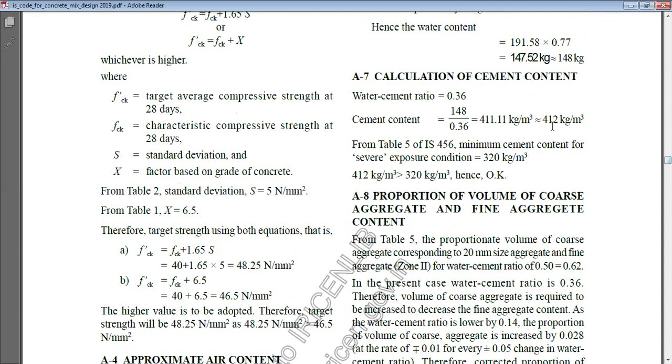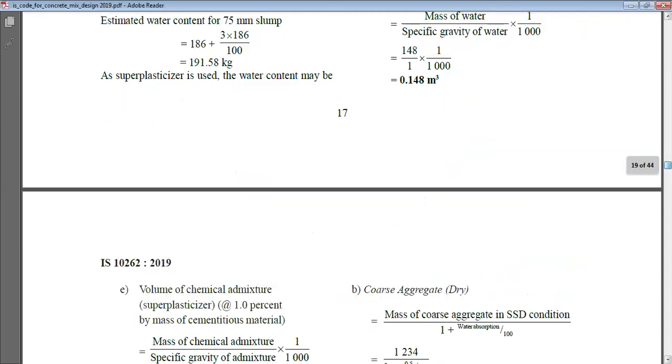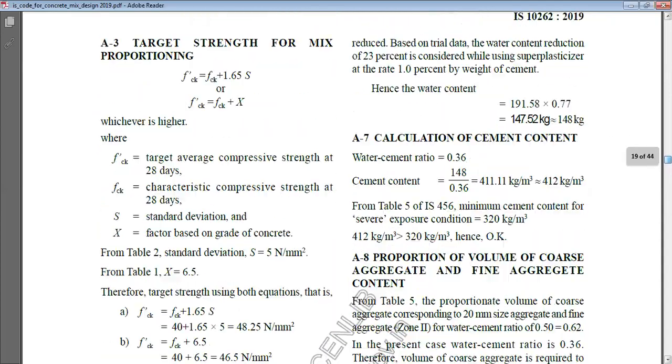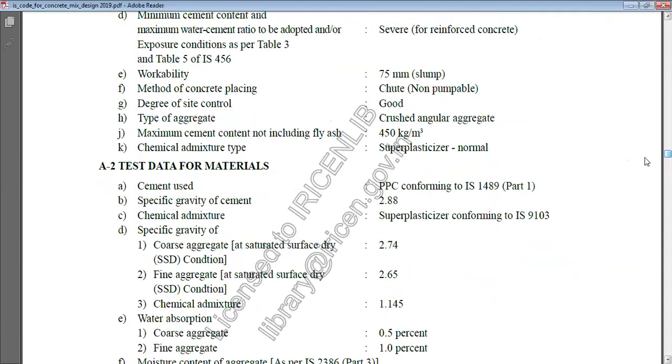412 divided by the specific gravity of cement. The specific gravity of cement is given in this problem; the specific gravity of cement is 2.88.